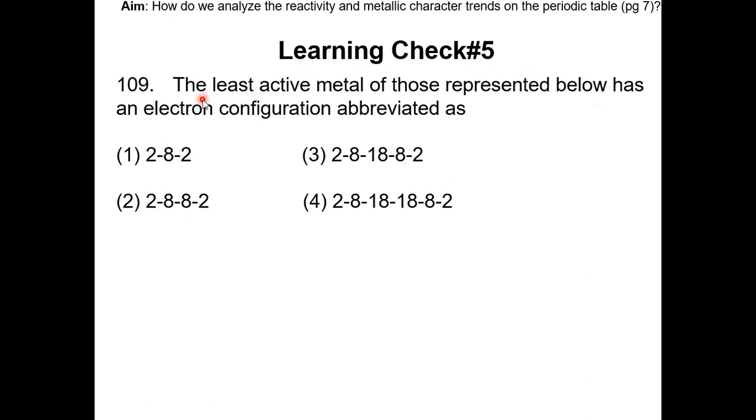Learning check number 5. The least active metal of those represented below has an electron configuration abbreviated as what? Pause this video and resume once you have the answer. So first, you have to look up which elements these are on the periodic table. Once you do, you find out that these are all group 2 elements. And since it's asking for the least active metal, it must be towards the top of the periodic table. So that would be choice 1.